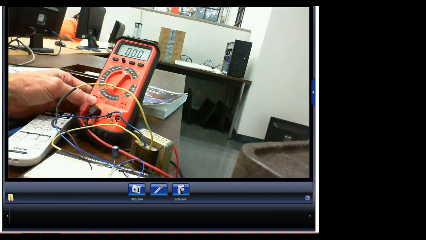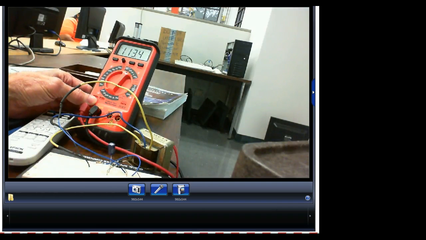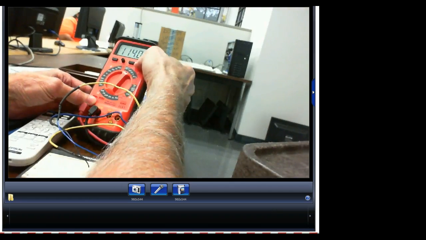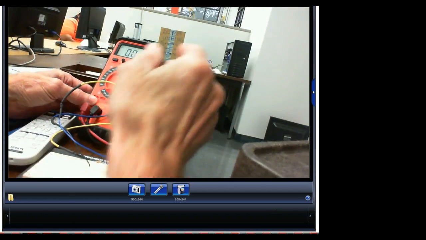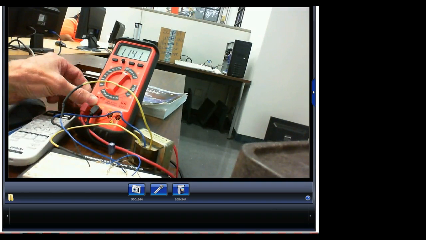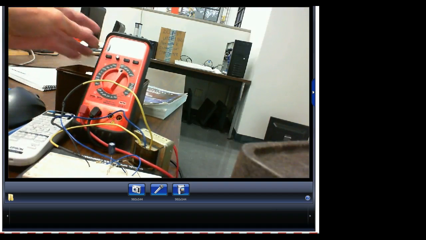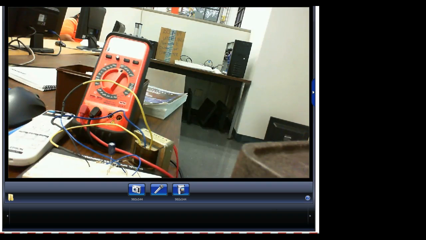What does it measure? I'm gonna put my meter on AC. What does it measure? So why does it measure 0 on DC? And why does it measure 115 volts or 114 volts on AC? What's the DC average of a cycle? Zero. So what would my meter measure?